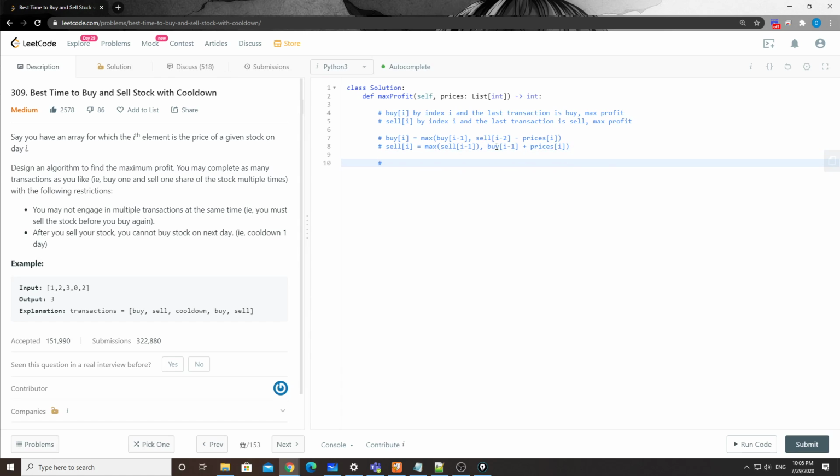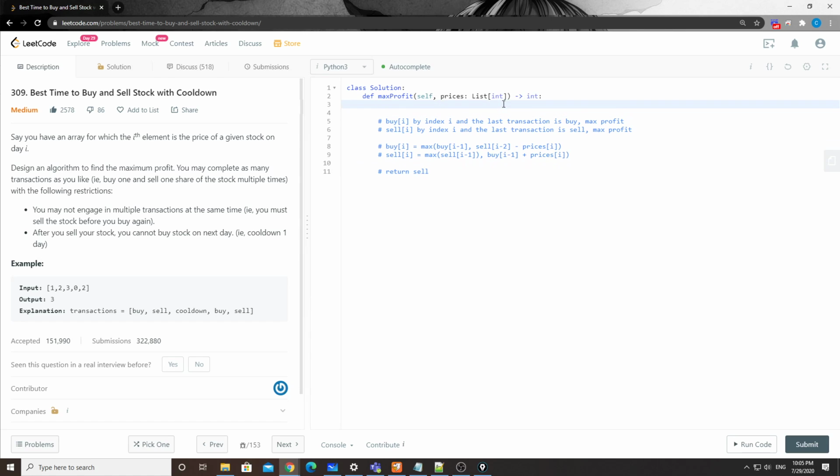And in the end, what's going to be our final answer? In the end, we need to return the sell, assuming we have n equals the length of prices. Okay, so what's going to be our final state?